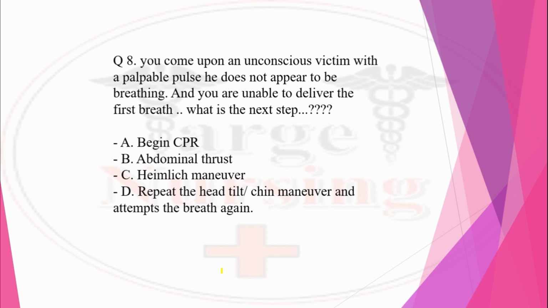but he is not breathing. So the D option: repeat the head tilt and chin lift maneuver and attempt the breath again. If we are unable to deliver the first breath, we can give the breath a second time. So we have to repeat the head tilt and chin lift maneuver, which is one of the CPR steps, and then start the breathing again. So the right answer is: repeat the head tilt chin lift maneuver and attempt the breath again.